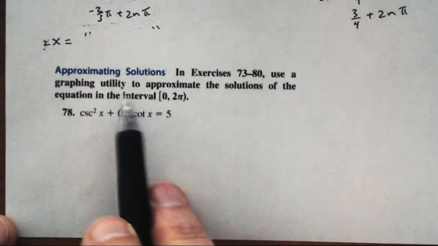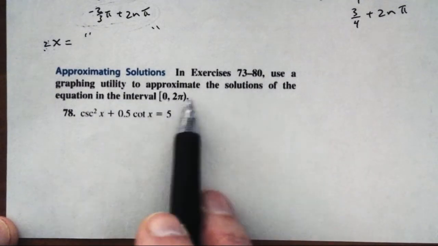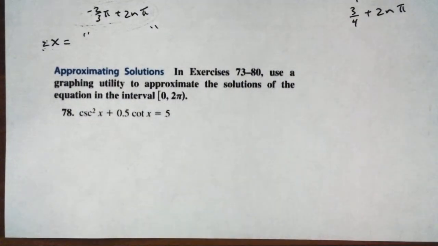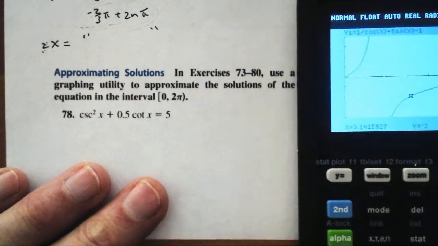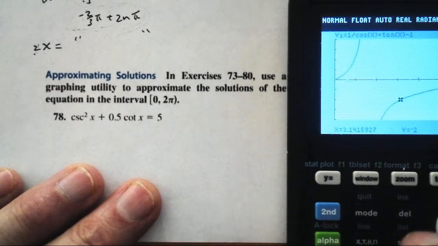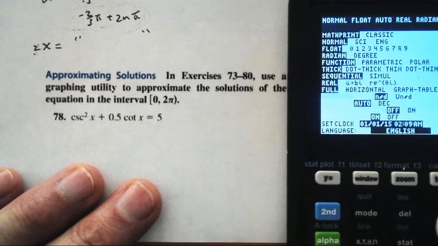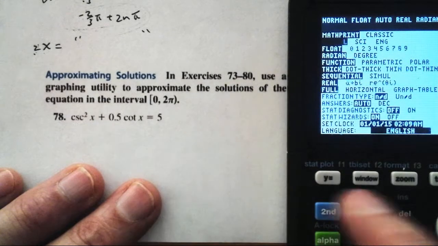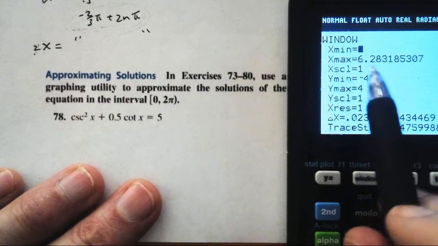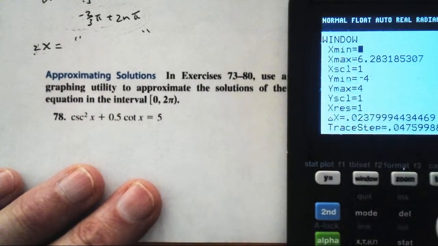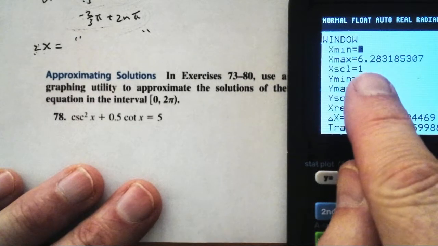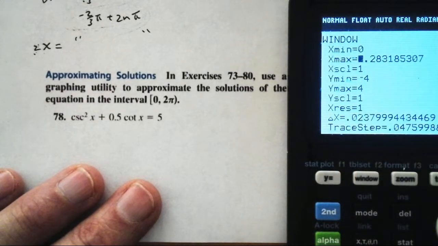All right, use a graphing calculator to approximate solutions from 0 to 2 pi. So first thing we have to do is make certain that our calculator is in radians. I think we are. I think we looked at that already, but in mode, we're in radians. 0 to 2 pi. The window should go from 0 to 2 pi. Mine is set that way already. I didn't enter 6.283. I entered here just 2 pi.